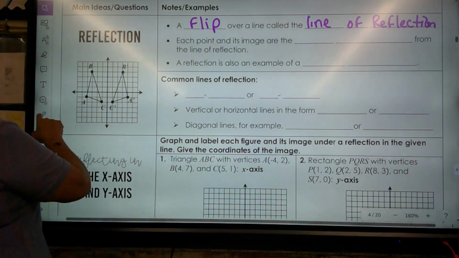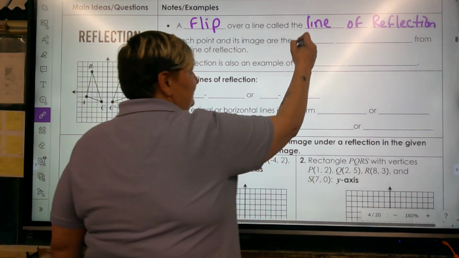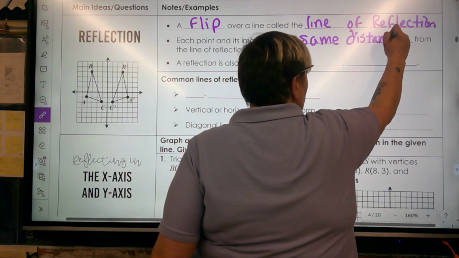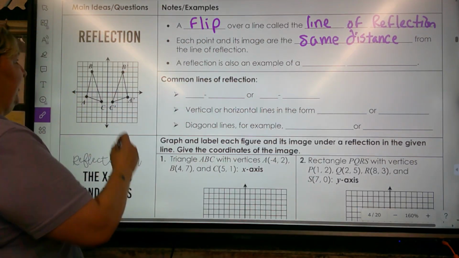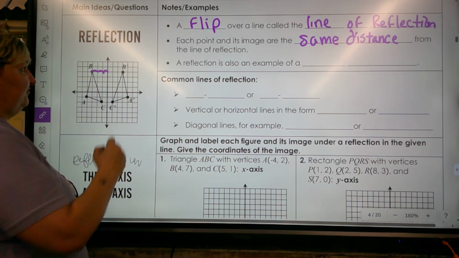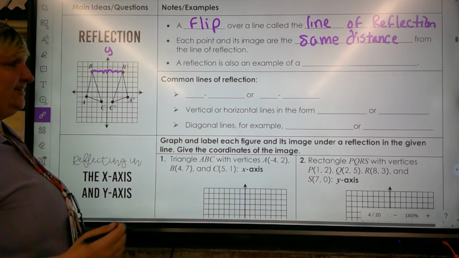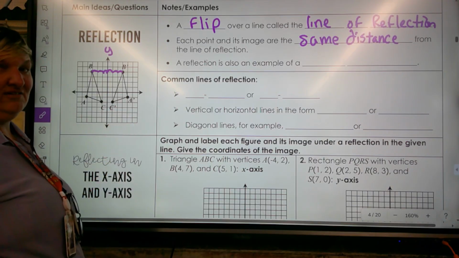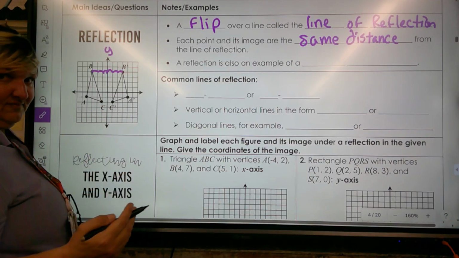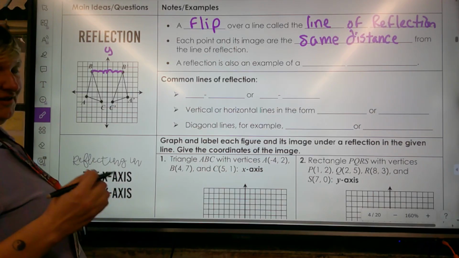All right? Each point and its image are the same distance from the line of reflection, right? So if B is 1, 2, 3 from the y-axis, then B prime is 1, 2, 3 from the y-axis. It's the same exact distance from the line of reflection. All right? C is 1, C prime is 1. This can help you if you can remember that. It's the same exact distance from the line of reflection.